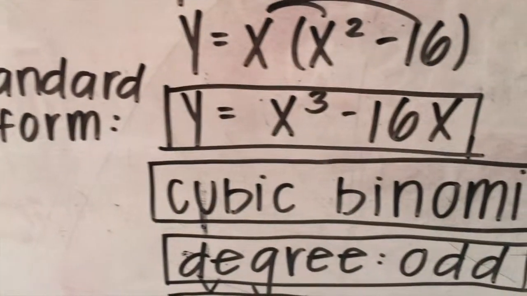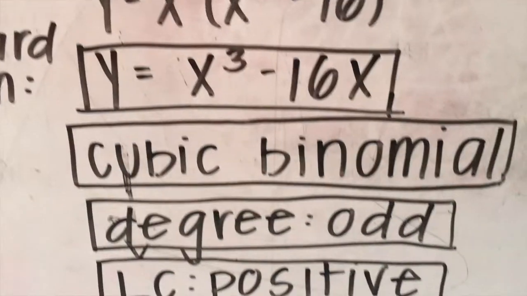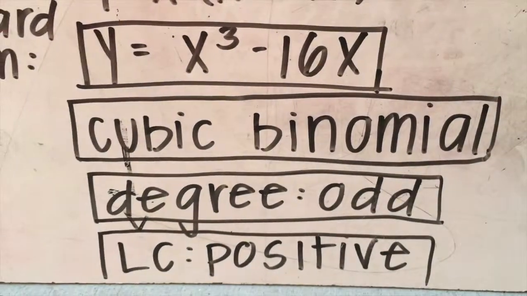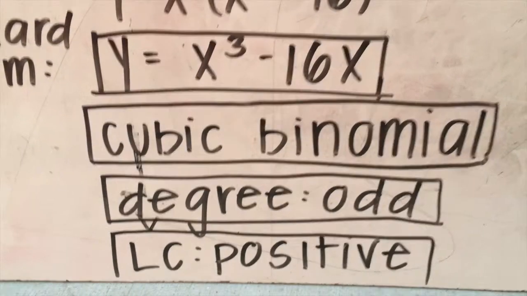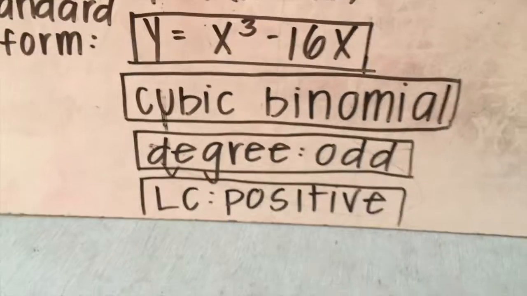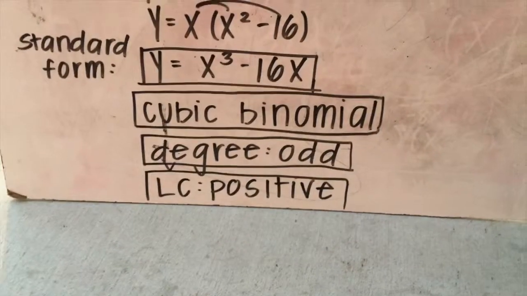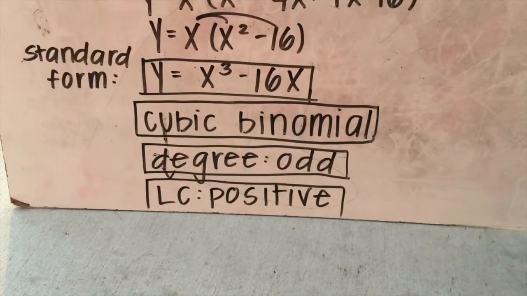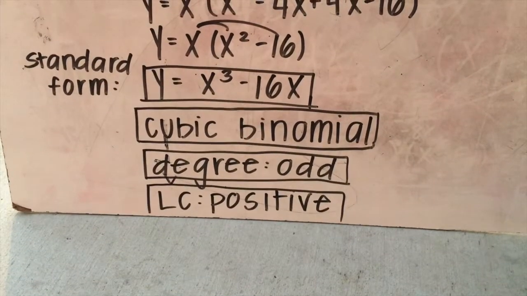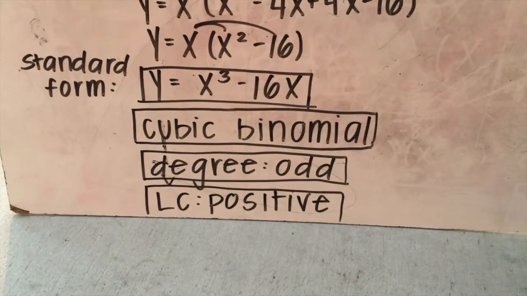To classify this, it is a cubic binomial because the power of x is 3, which is cubic, and it's 2, so it's a binomial. The degree is odd because the power is 3. The leading coefficient is positive because there's a 1 in front of the x.